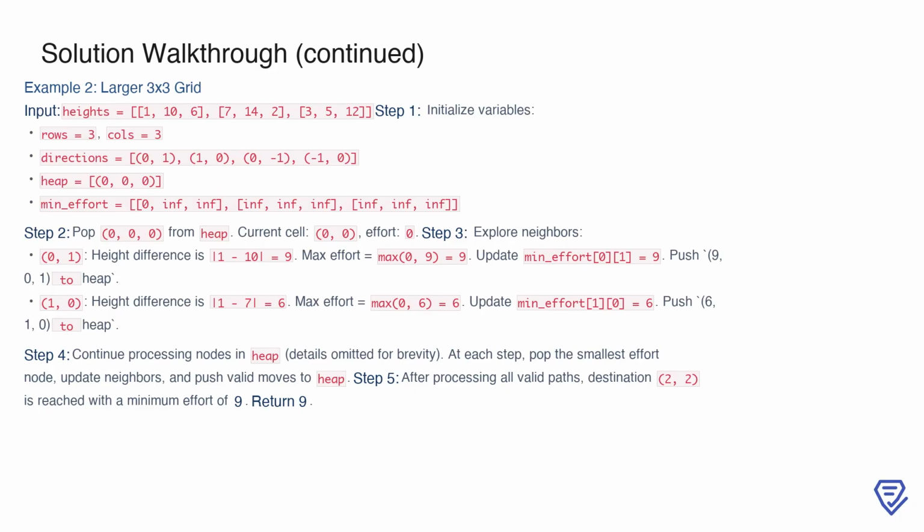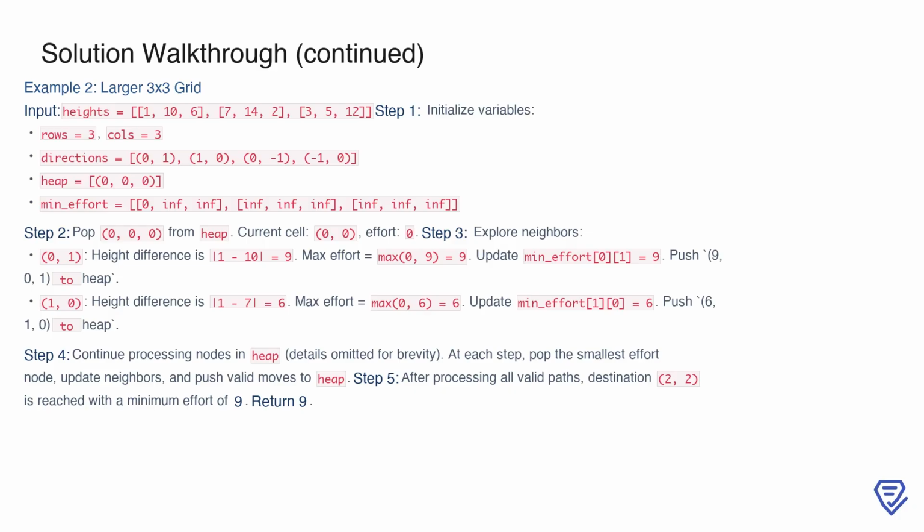The first cell processed is 0, 0, with an effort of 0. Exploring its neighbors, moving to 0, 1, the height difference is 1 to 10, which equals 9. The maximum effort becomes 9, so we update min_effort[0][1] to 9 and push 9, 0, 1 to the heap. For 1, 0, the height difference is 1 to 7, which equals 6. The maximum effort updates to 6, so min_effort[1][0] becomes 6, and we push 6, 1, 0 to the heap.